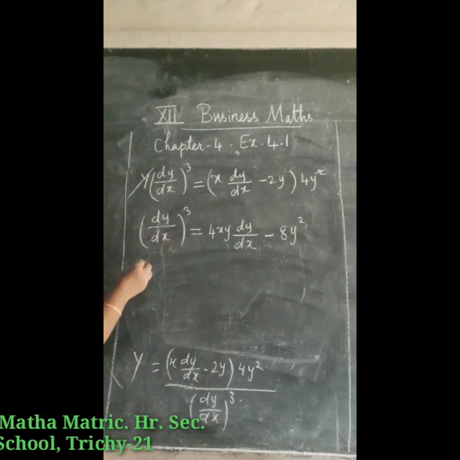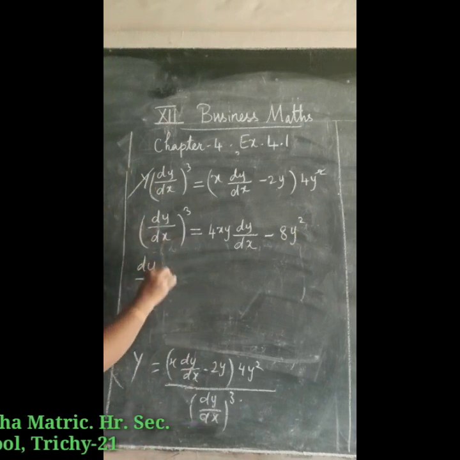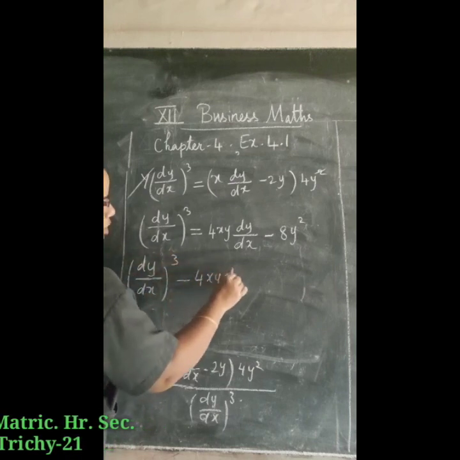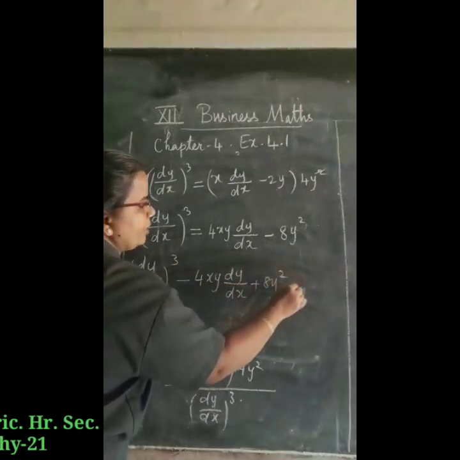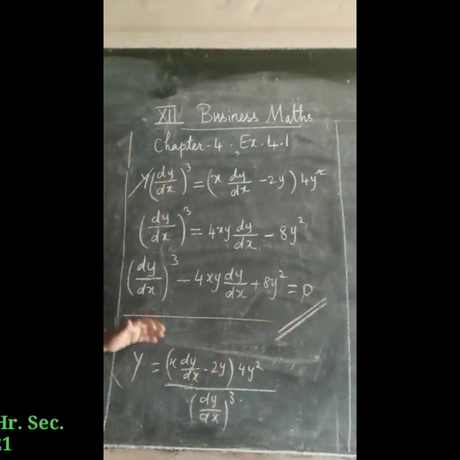So what is the answer for this one? The required differential equation is dy by dx the whole cube minus 4xy into dy by dx plus 8y squared is equal to 0. This is the required differential equation.